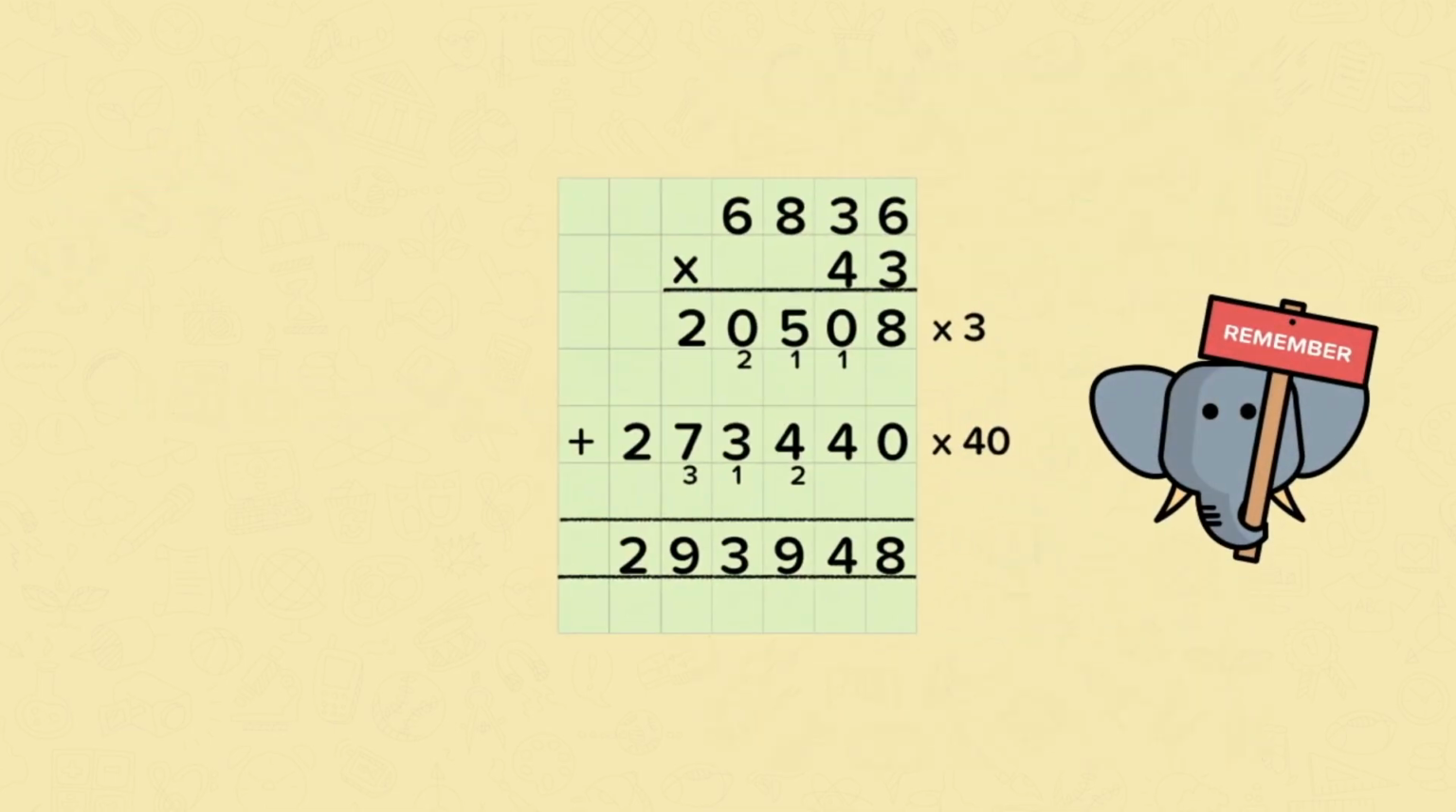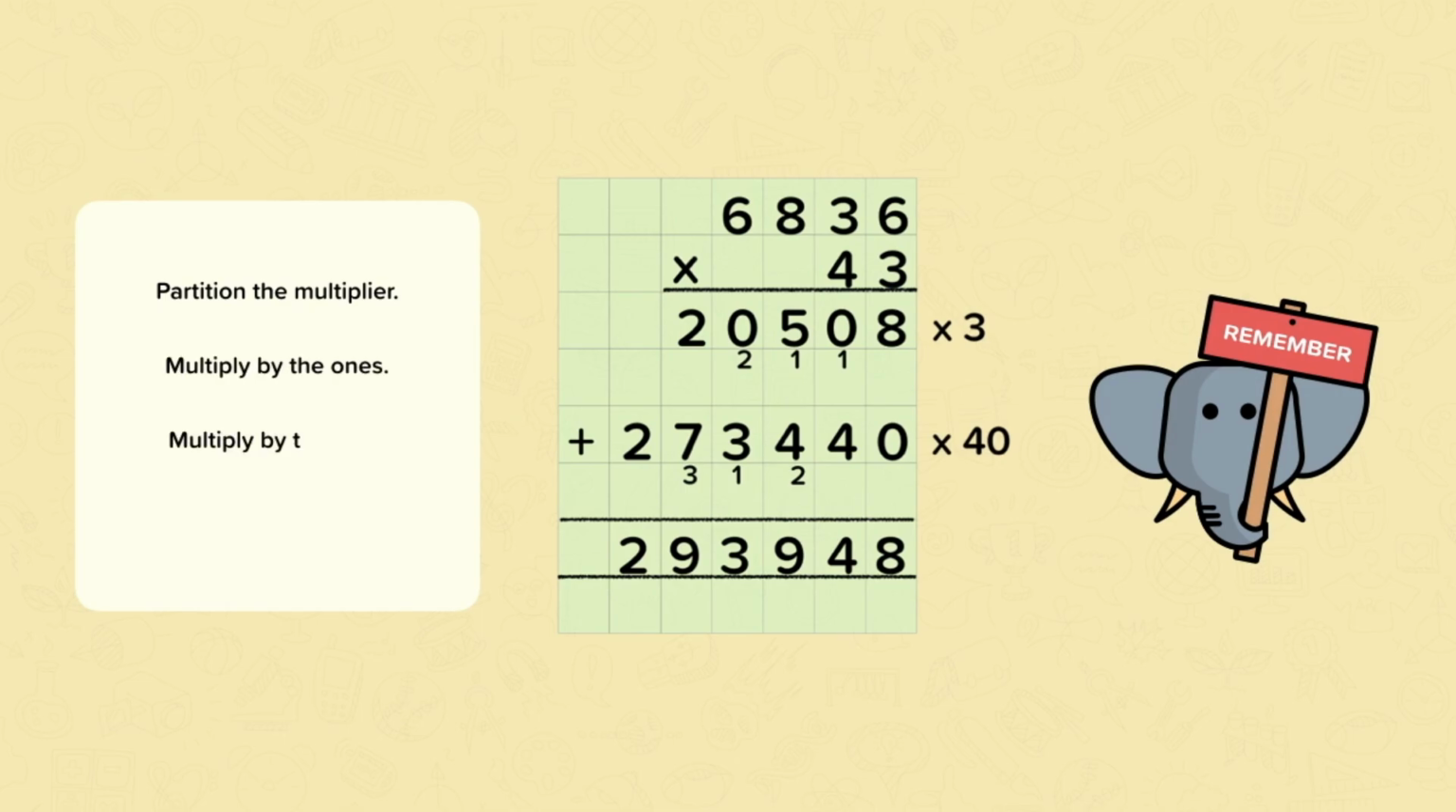So remember, when you're multiplying by a 2-digit number, first partition the multiplier, then multiply by the ones, then multiply by the tens, and then add both answers together.